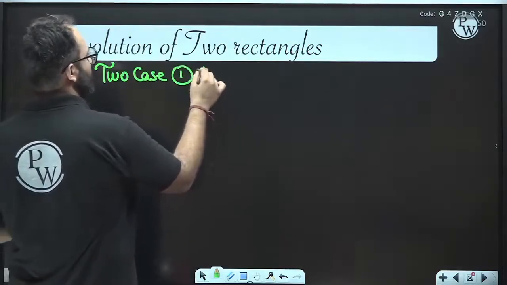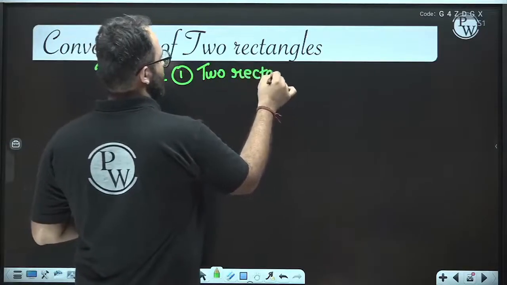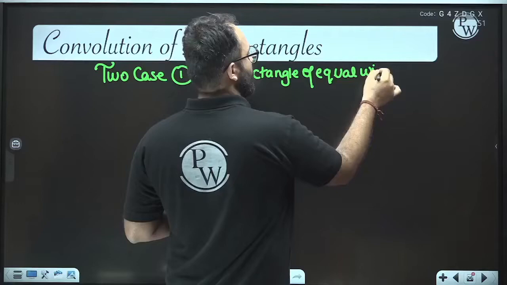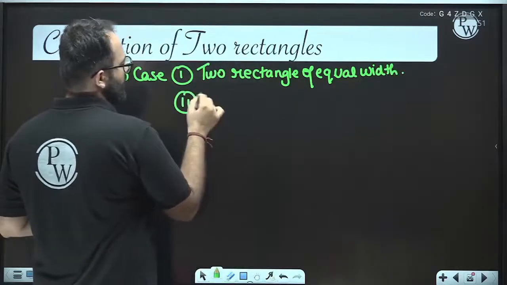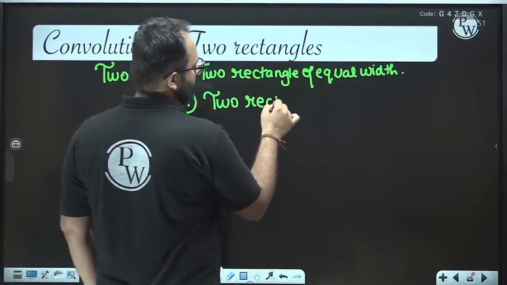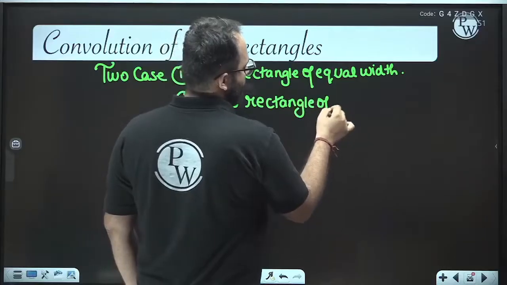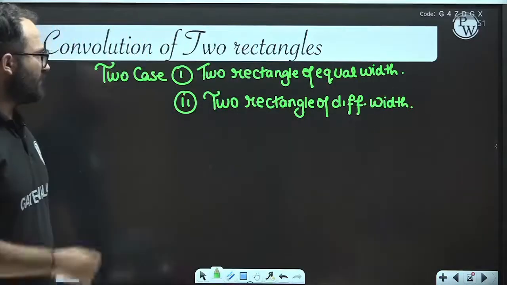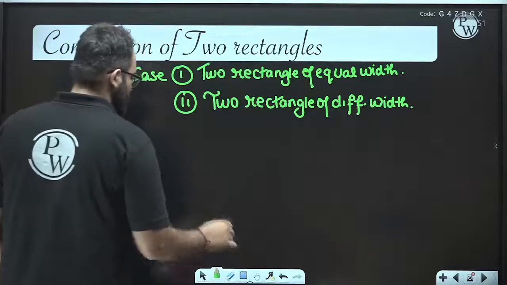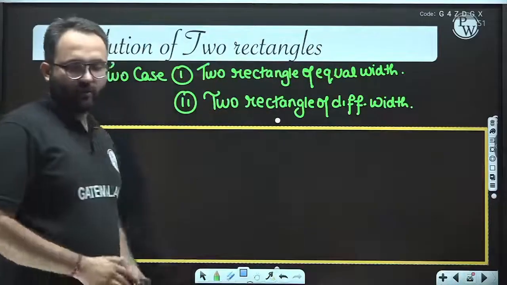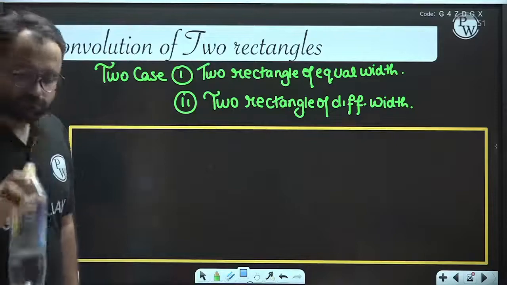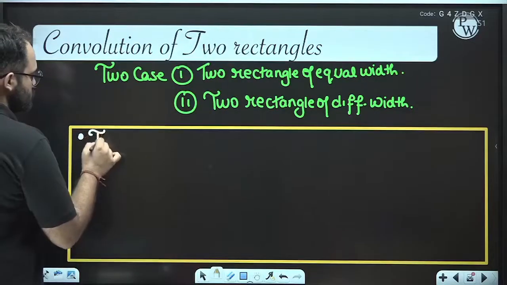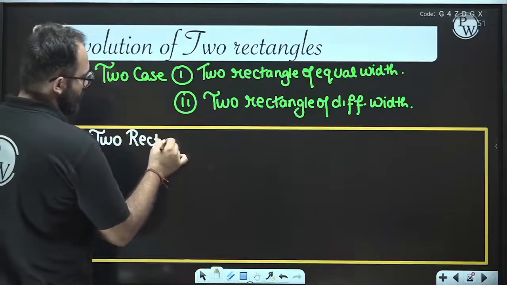First case is two rectangles of equal width. Second, two rectangles of different width. So first of all, let's see the two rectangles of equal width case.